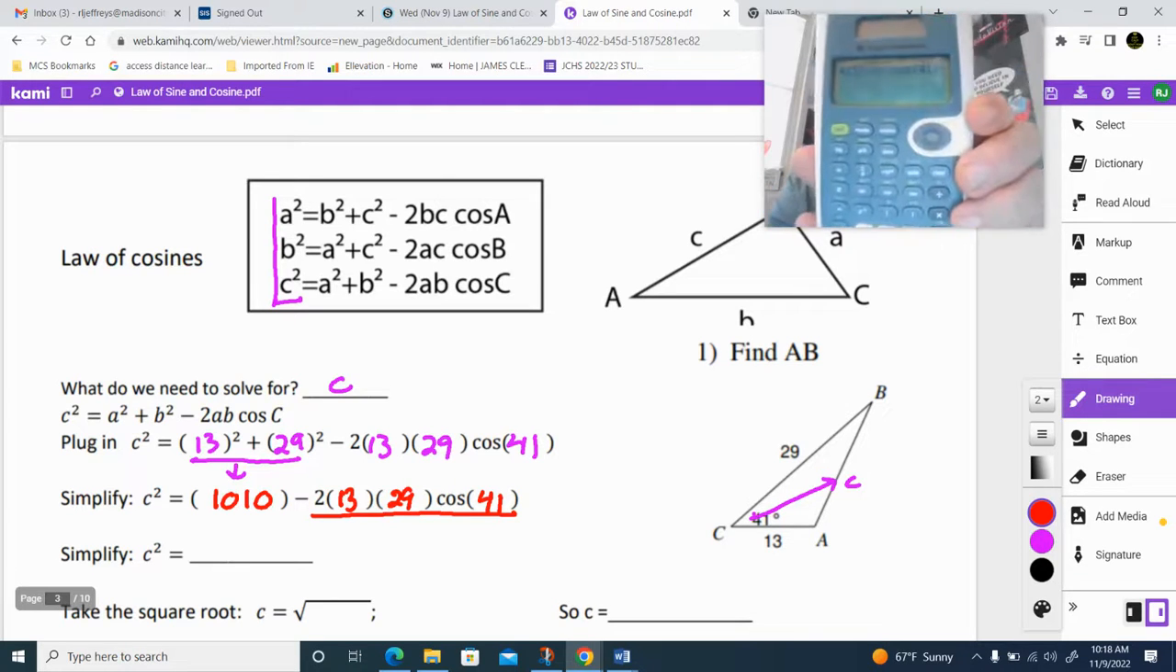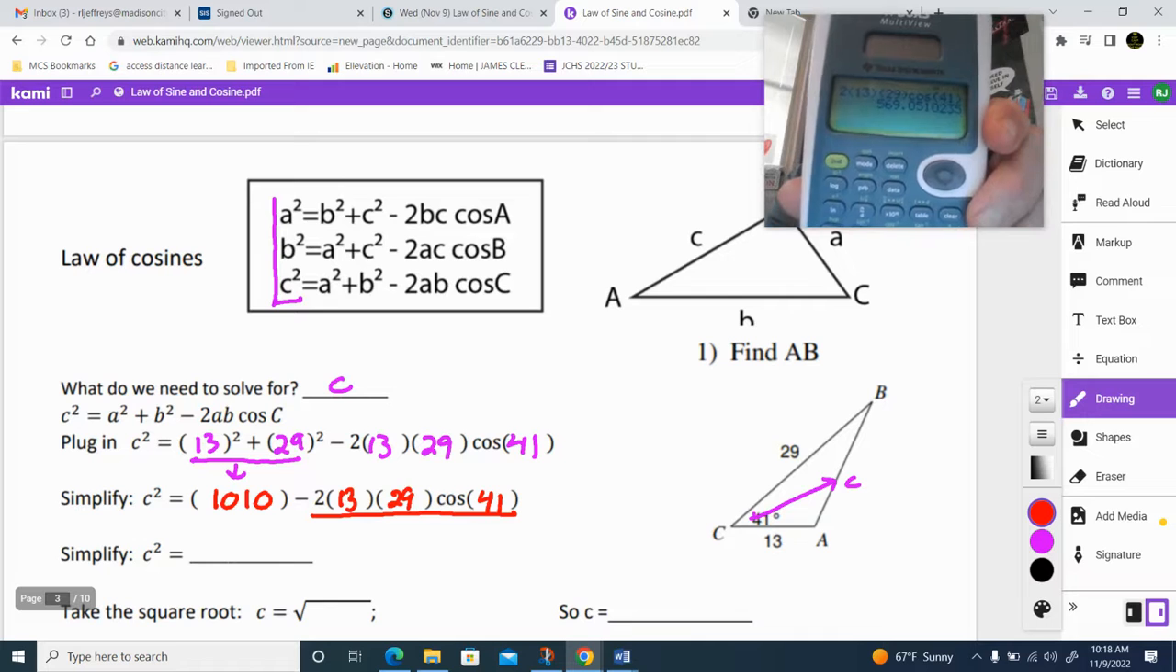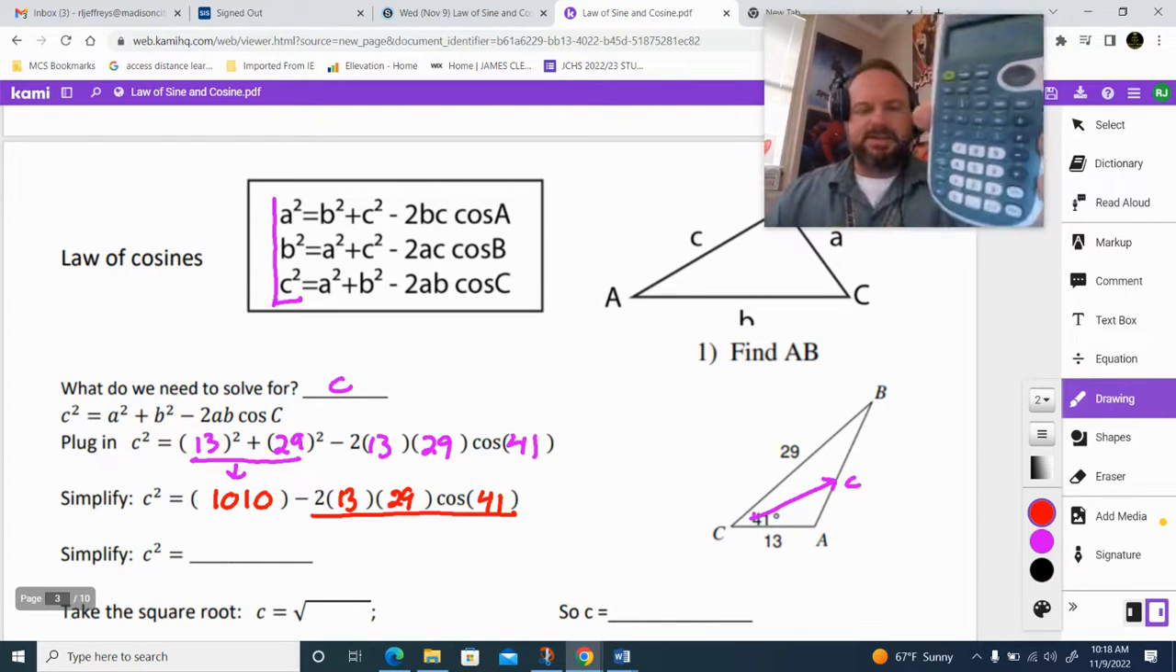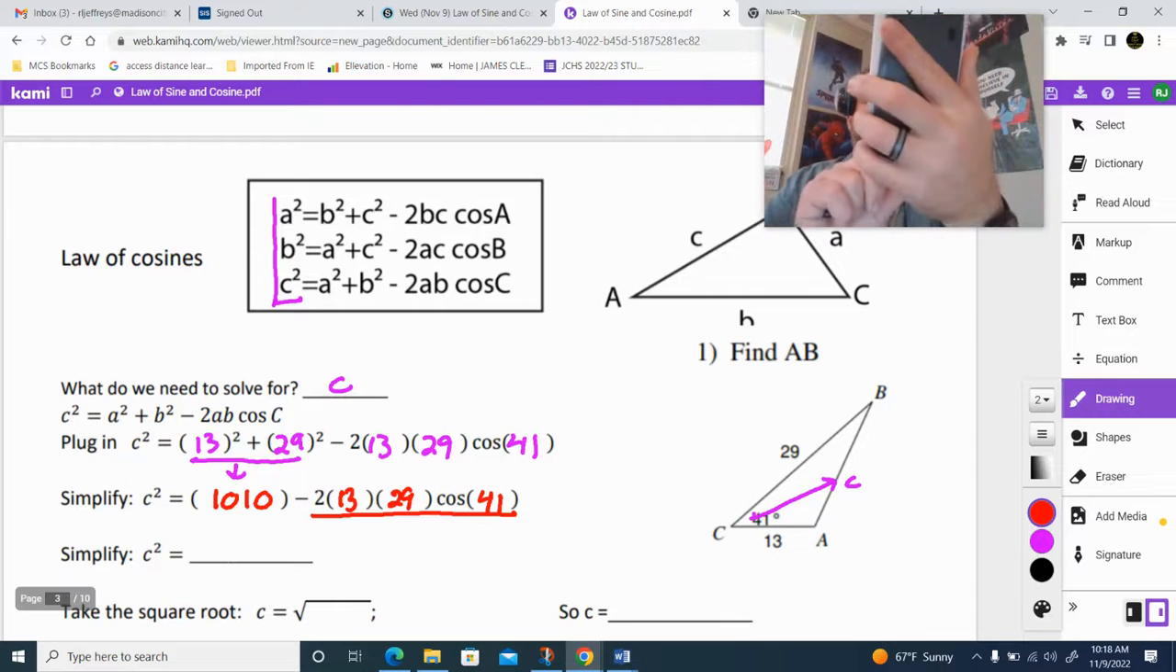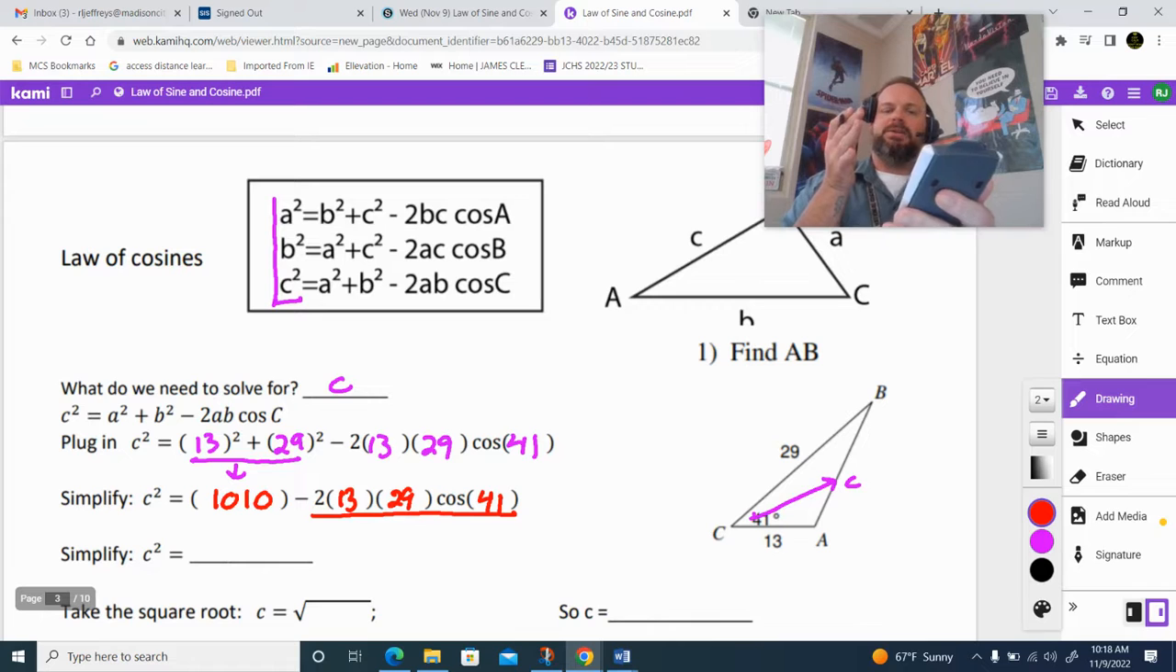Okay, if I plug all that in, I get that right there. Now I still have to subtract that from 10, 10. So 10, 10 minus. This is where, if you actually know how to use your calculator very well, you're going to be good. I'm going to hit second answer.